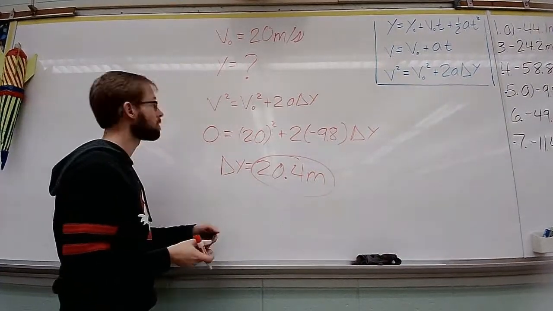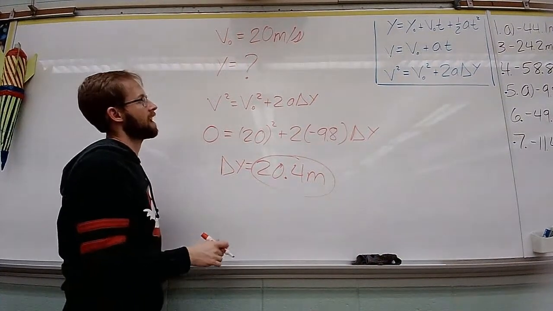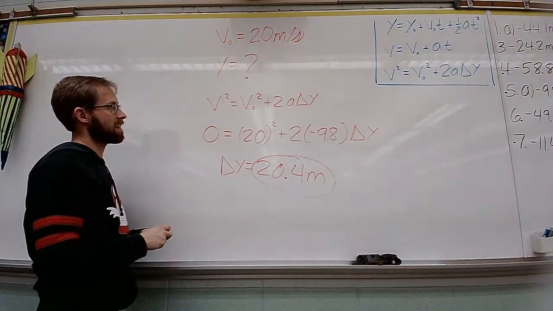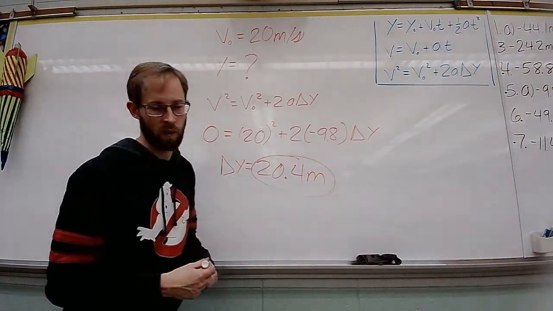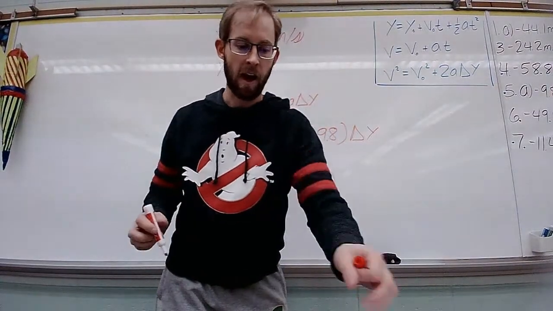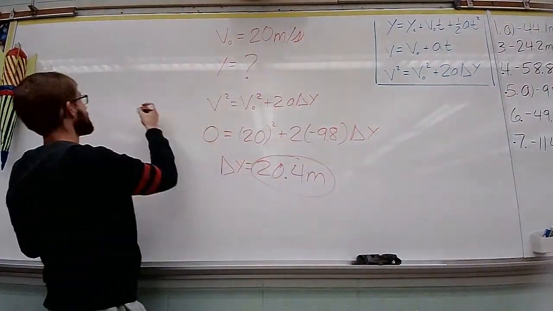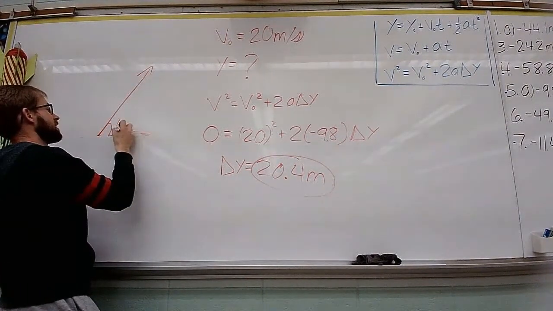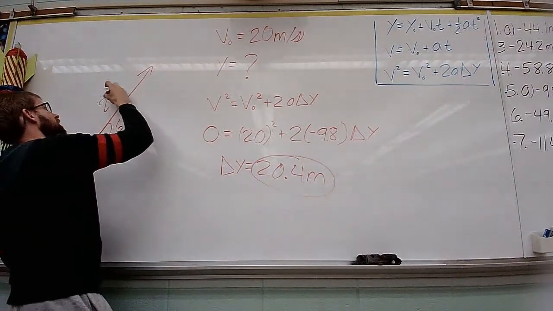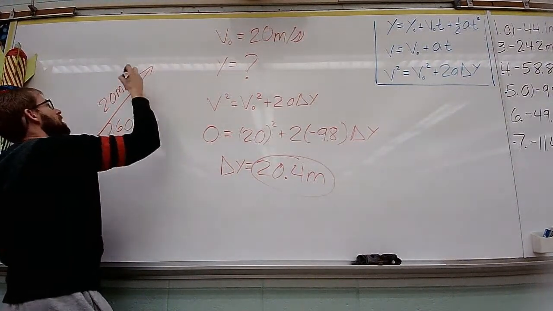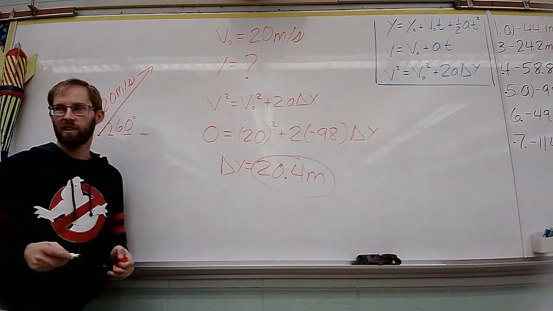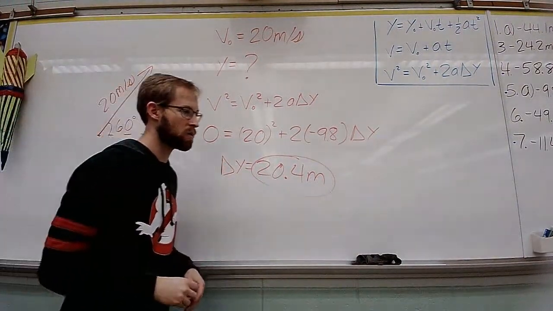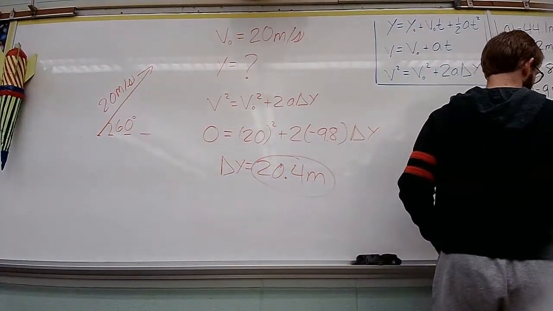Now, I do have 2 minutes, and I want to point something else out to you with this. Let's say that instead of throwing it straight up at 20 meters per second, I throw it at a 60-degree angle, at 20 meters per second. Maybe then I want to figure out exactly how high up it goes. Let me just show you exactly how you would do that, because it's not as complicated as it looks.